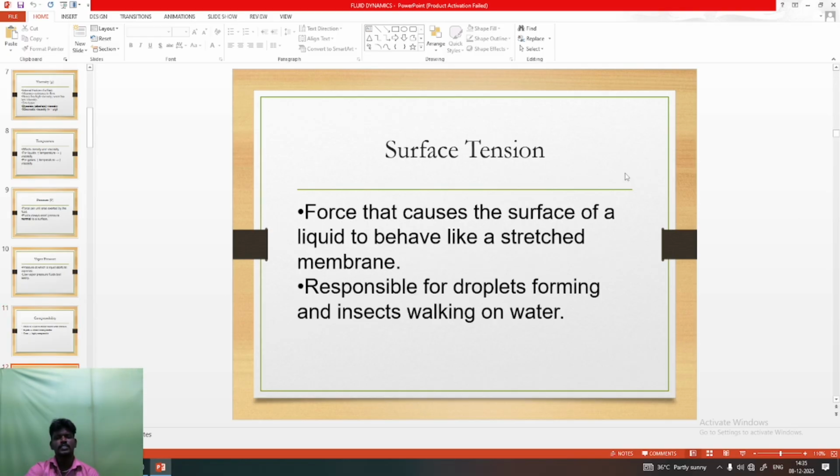Then surface tension. Surface tension is the force that causes the surface of a liquid to behave like a stretched membrane, responsible for droplets forming and insects walking on water. These are made by surface tension. That's why water on a lotus leaf does not adhere to the leaf.